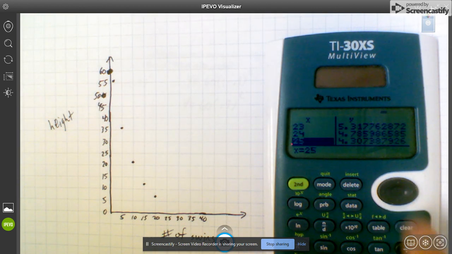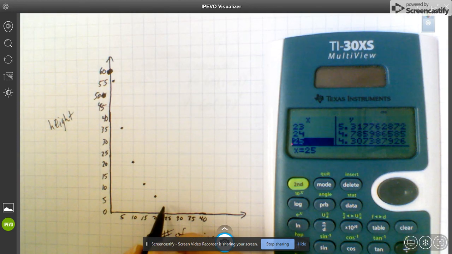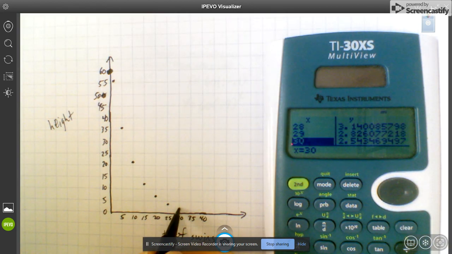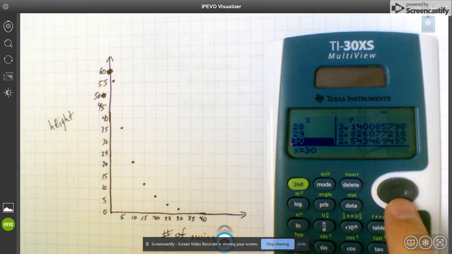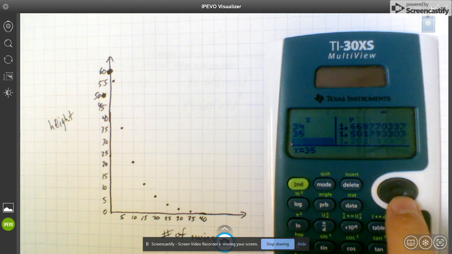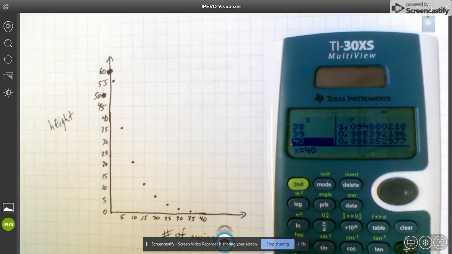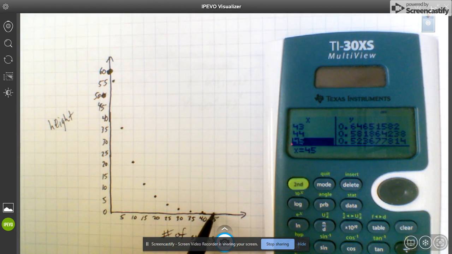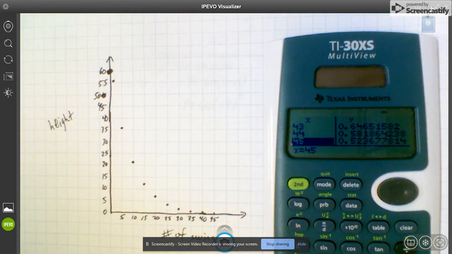25, 4.3. So just under. Go out to 30, 2.5. You should start to see a pattern here of what we're creating. 1.5. And if I get to 40, 0.8, and if I were to keep going, just say let's do 45, just for fun, 0.5. So what you should see is that we're getting super close to 0, but we're not quite there yet.